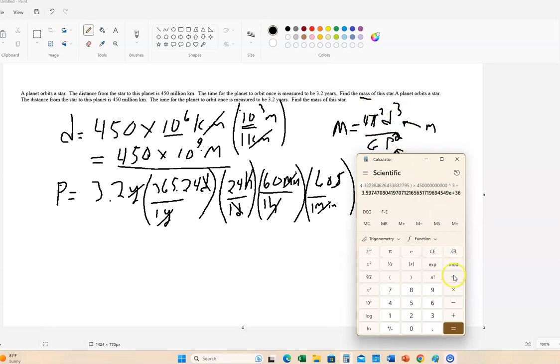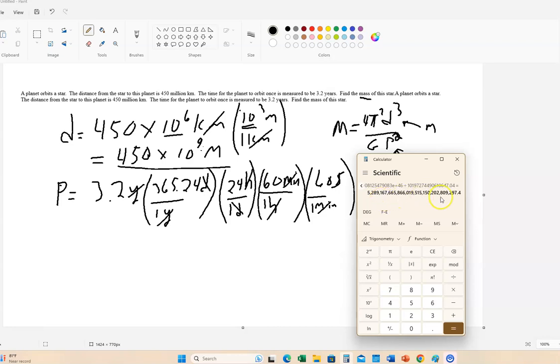So divided by big G, which is 6.67 times 10 to the minus 11th. Make sure you're using the negative sign, negative 11th. Now this is not the final answer. I still have to divide by the period squared. So I hit equals, and then I divide by, remember, I put that in my storage. So I'm dividing by the memory recall, and then I hit enter, or equals.